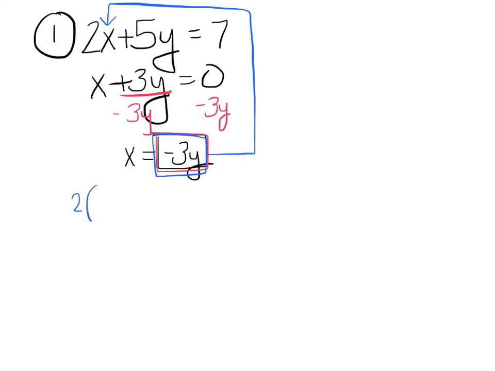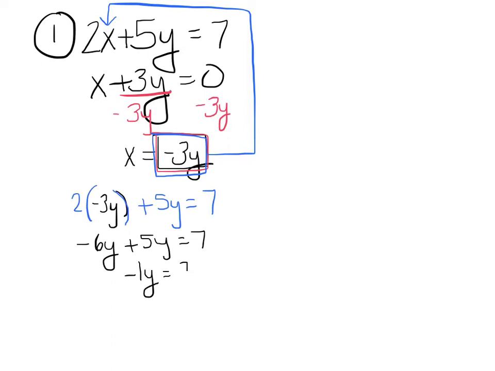2 times negative 3y plus 5y equals 7. So now I get negative 6y plus 5y equals 7. Combine like terms. That gives me negative 1y equals 7. Divide by negative 1. 7 divided by negative 1 is negative 7. So my y value is negative 7.